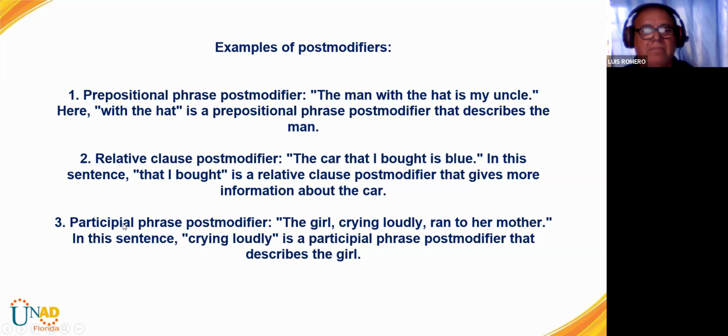And you also have the participial phrase as a post modifier, where we're talking about those participial forms that end in ing. For example, the girl crying loudly ran to her mother. In this sentence, crying loudly is working as a participial phrase, and it's a post modifier that describes the girl.